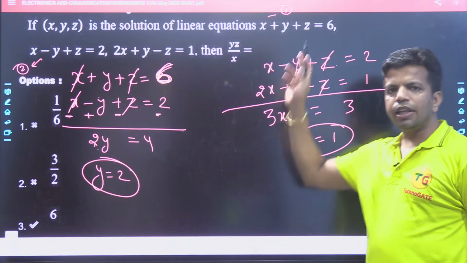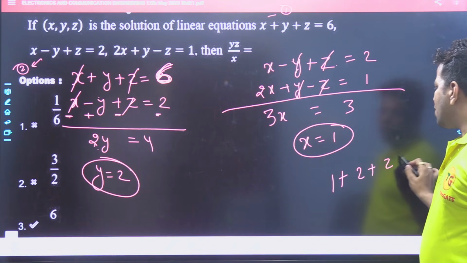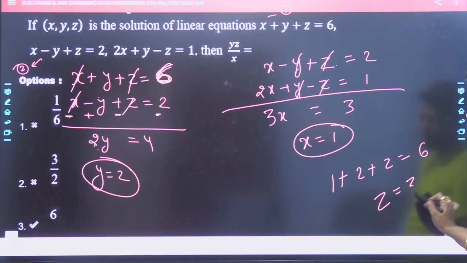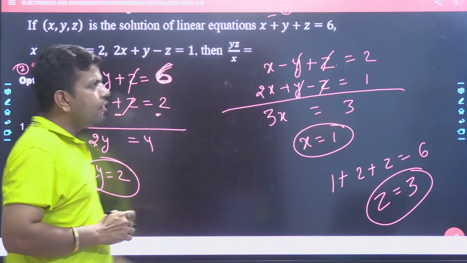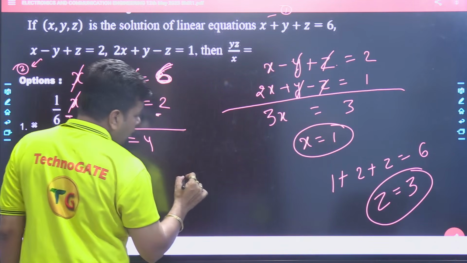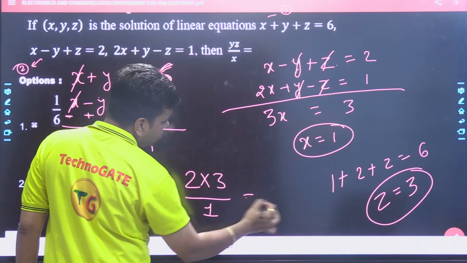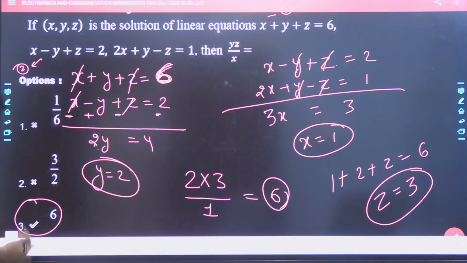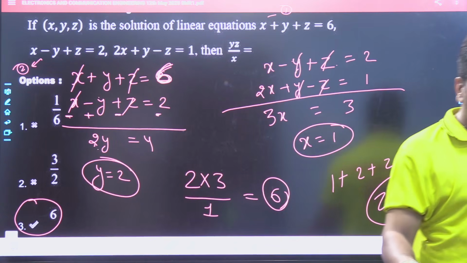Put both values in equation number 1. So x is 1, y is 2, plus z equals 6. So the value of z is simply 3. Now put the values of x, y, z in this particular expression. So yz by x, y is 2, z is 3, x is 1. It gives you answer 6. So 6 is your answer. You can go with the third option.